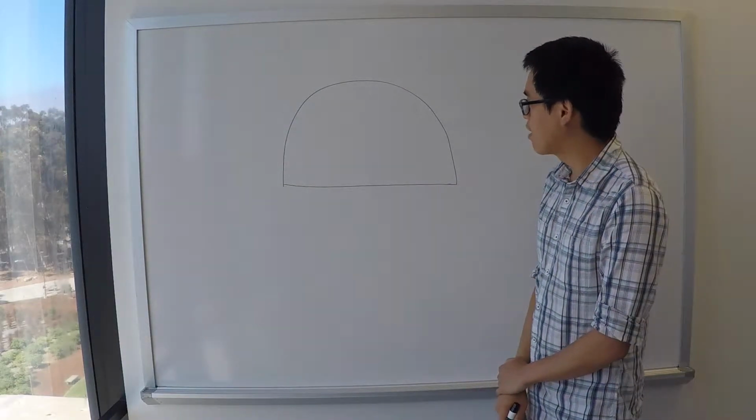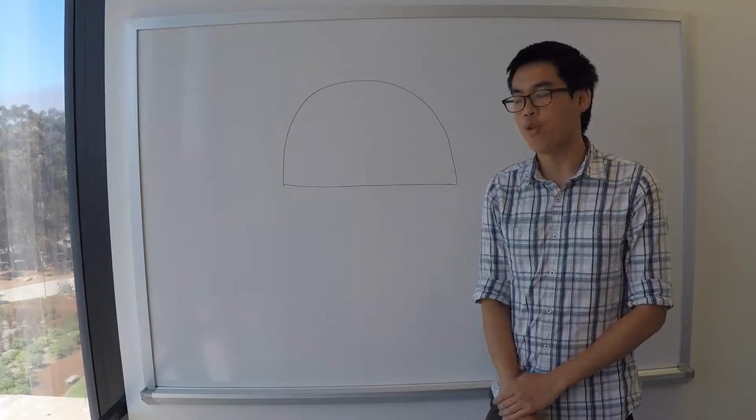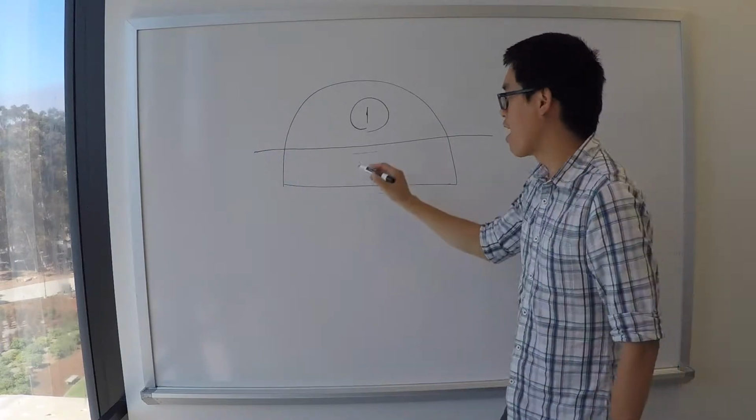So how would you cut this semicircle in half so that the area of the top is the same as the area of the bottom? Let's talk about that.